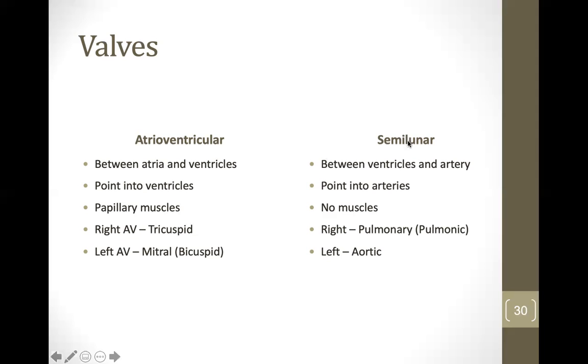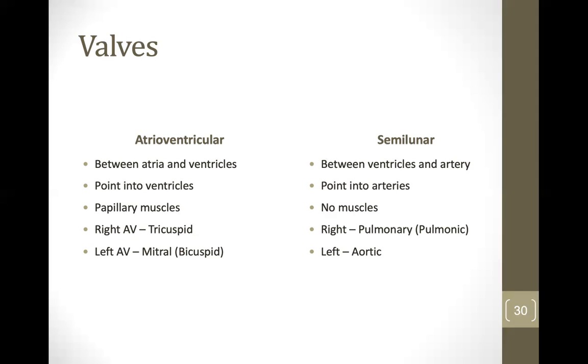Then we have the semilunar valves. The semilunar valves are between the ventricles and the arteries, and they're opening up into the arteries, either going to the pulmonary arteries or going to the aorta, our largest artery in systemic circulation. These ones do not actually have muscles attached to them because of the way that the pressure works, and because of the way they're designed, they don't actually need them.